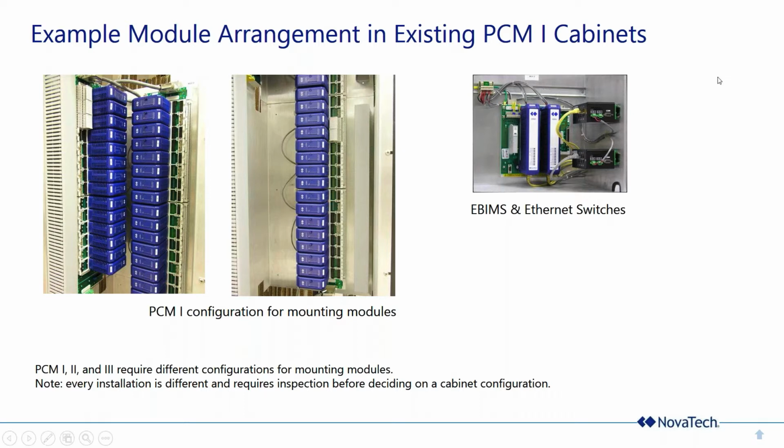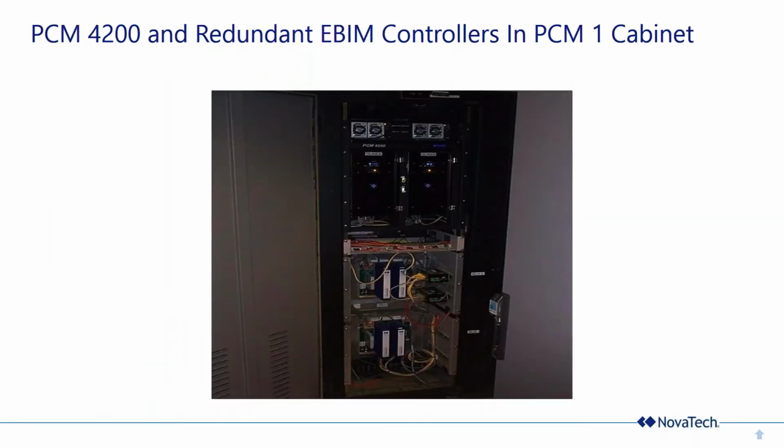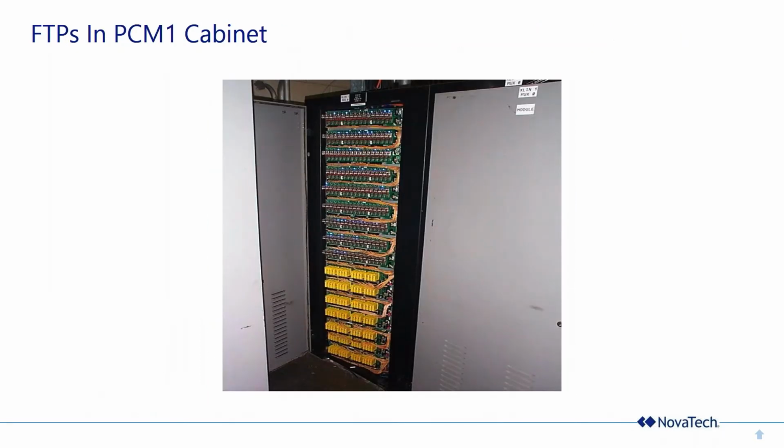Same thing for E-BIMs and switches. They'll get mounted on panels that just get bolted into the existing cabinets. Here's an example of a PCM 1 cabinet with 4200s from the top and 2 sets of E-BIMs below the cabinet to replace the existing electronics that were in that cabinet. Here's a hose side of a cabinet full of the new termination panels for 8000 IO.